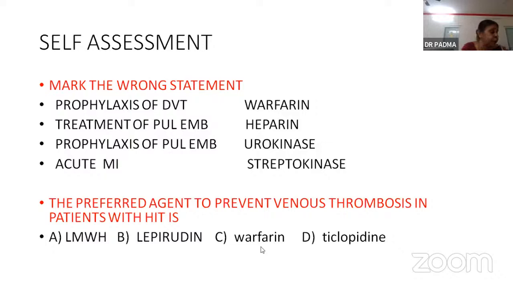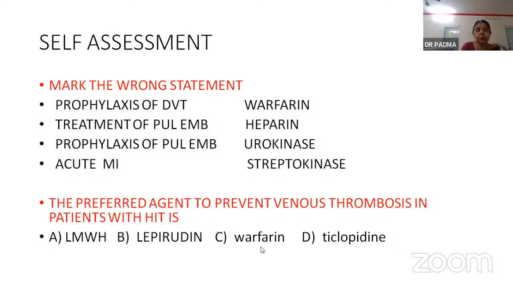Prophylaxis of pulmonary embolism, urokinase, never. Why? Urokinase should be given IV first of all. It's a fibrinolytic. For prophylaxis of pulmonary embolism, you have to give either low molecular weight heparin or antiplatelets, or even peripheral vasodilators. Acute MI, obviously streptokinase, we need not use heparin in such cases.